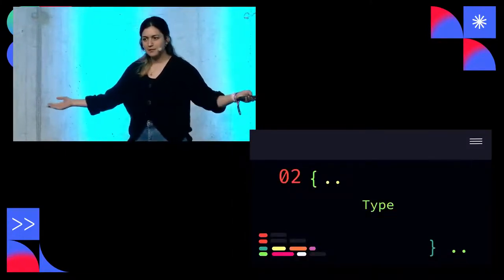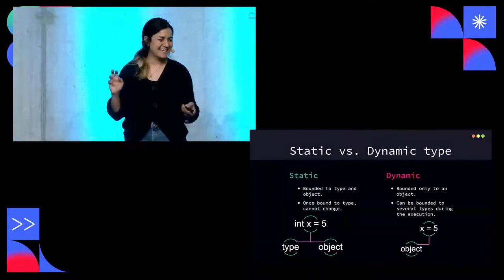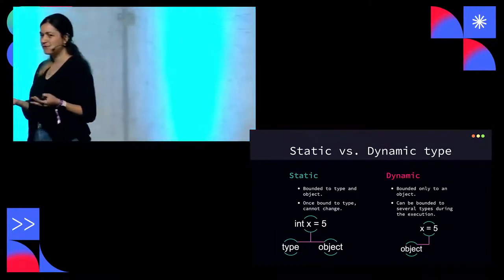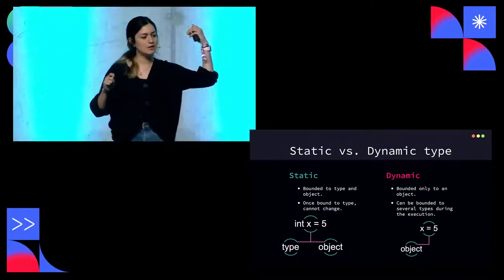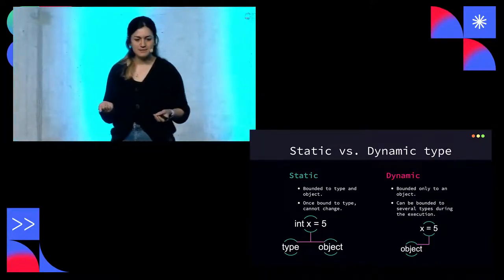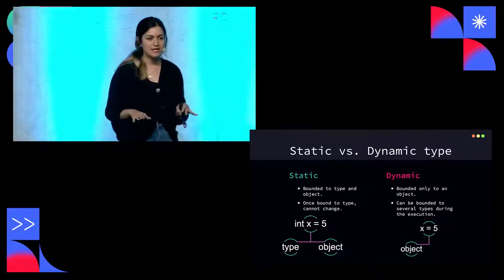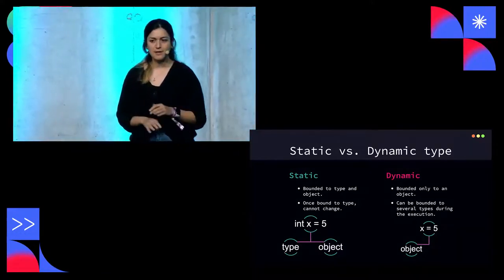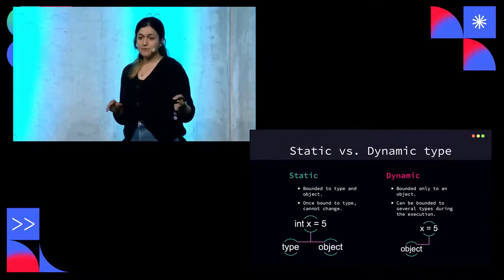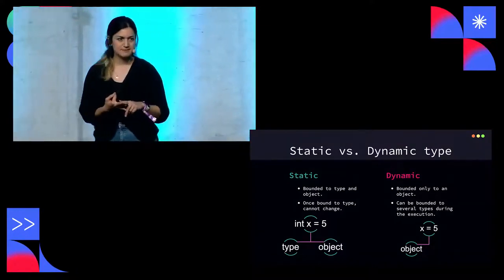In the programming language world, we have two types of typing, static and dynamic. Static is when you define a variable that is bound to the type itself and to the value. So it means when I define int x equals 5, I cannot change the type of this variable. It will forever be an int. Examples of languages that do static typing are Java, C, C++.